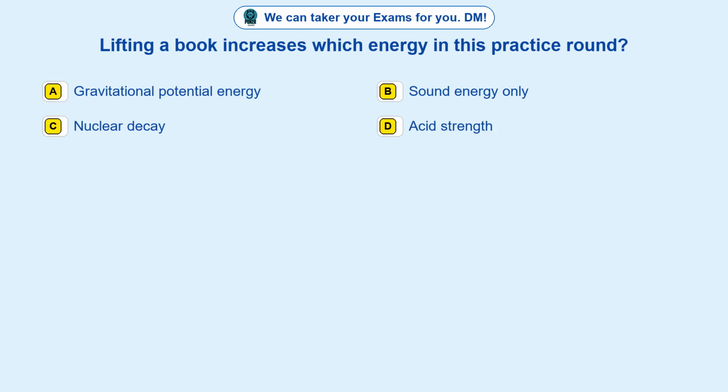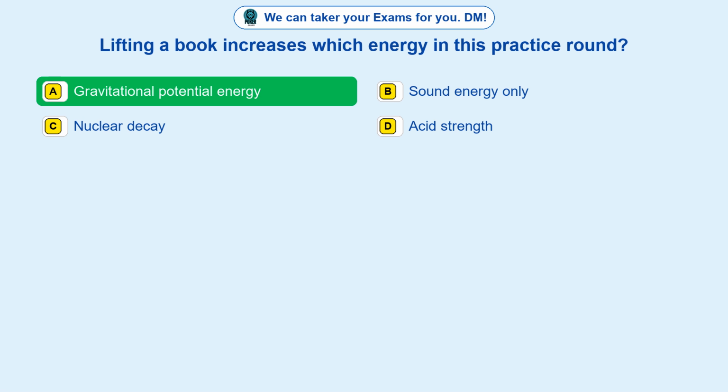Question 61. Lifting a book increases which energy in this practice round? Option A, gravitational potential energy. Option B, sound energy only. Option C, nuclear decay. Option D, acid strength. The correct answer is option A.